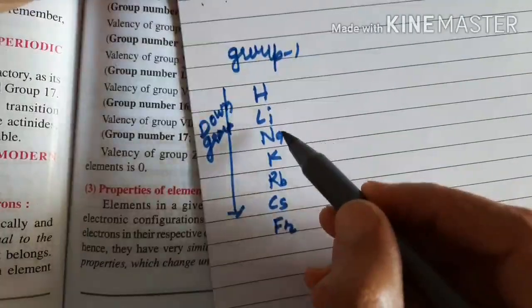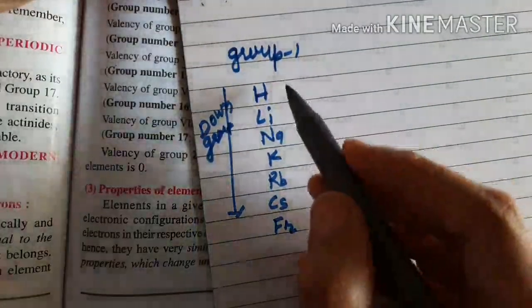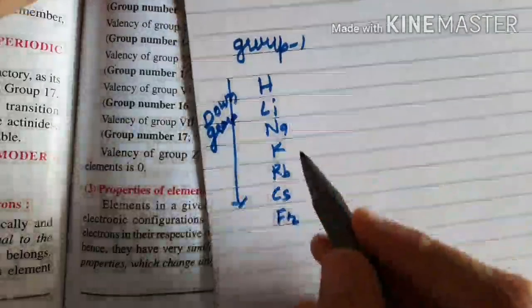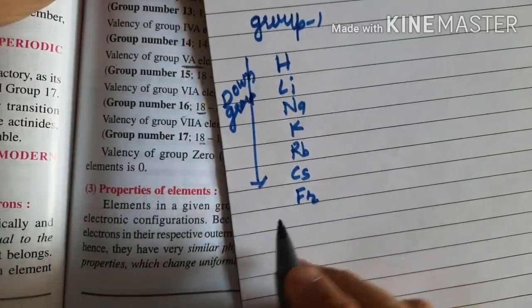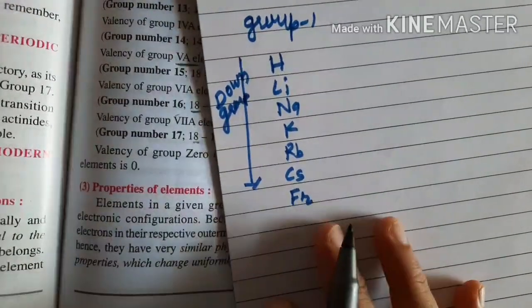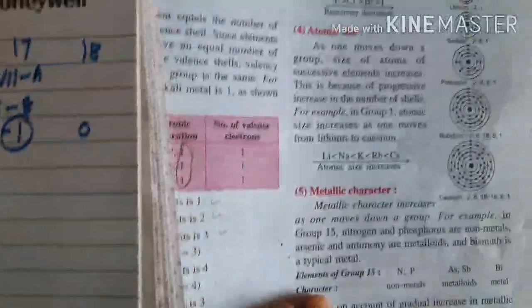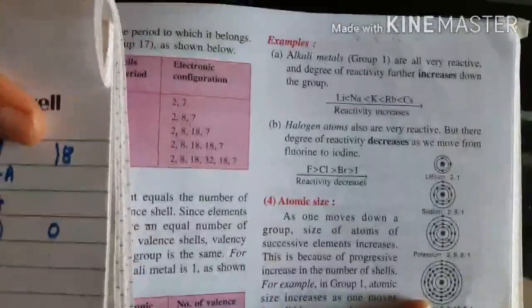So in a regular interval, they are changing their properties. How? Which properties are changing? So let's see the different properties in this type of groups. First, some common properties we'll learn. Here it is given.